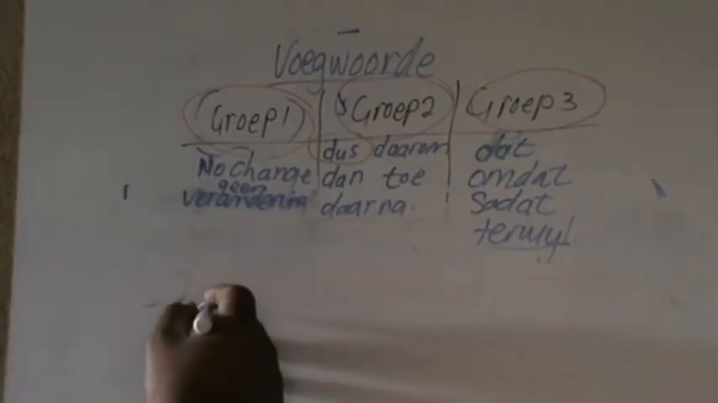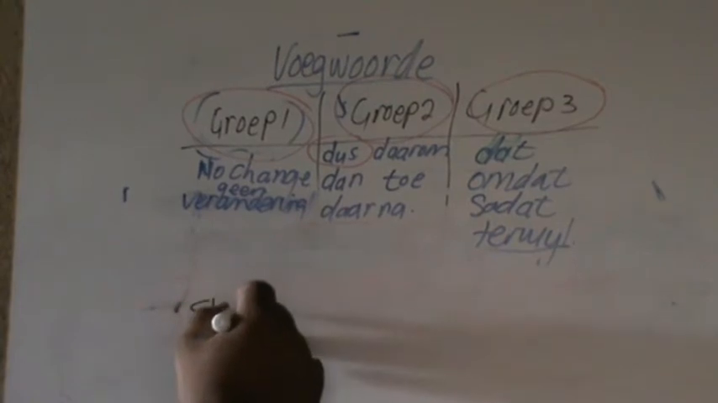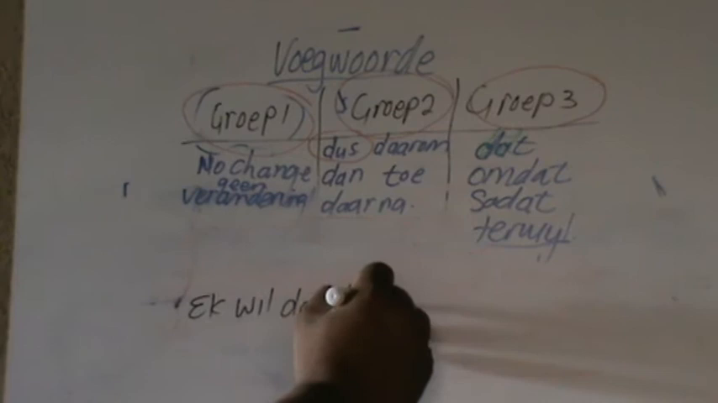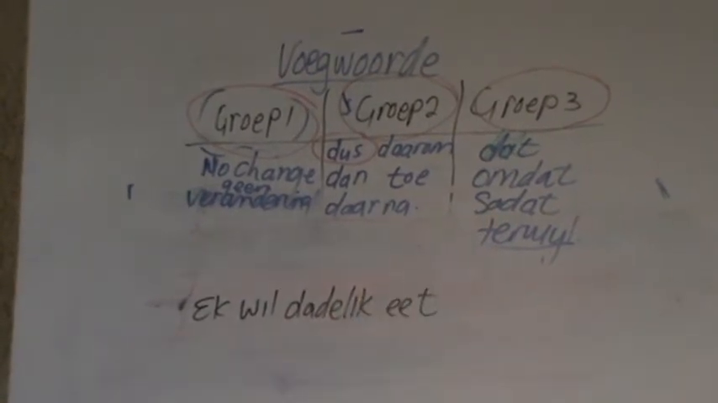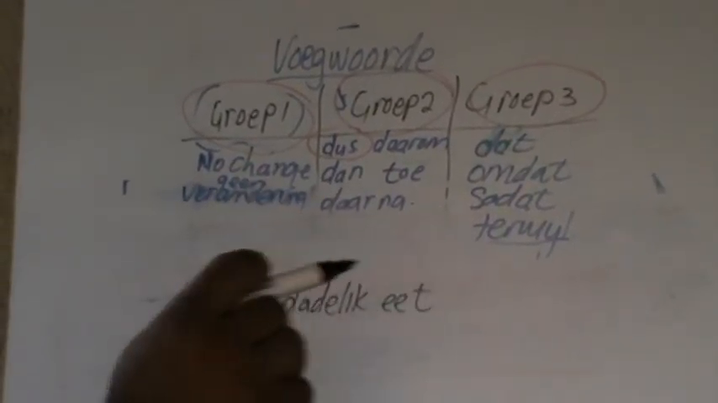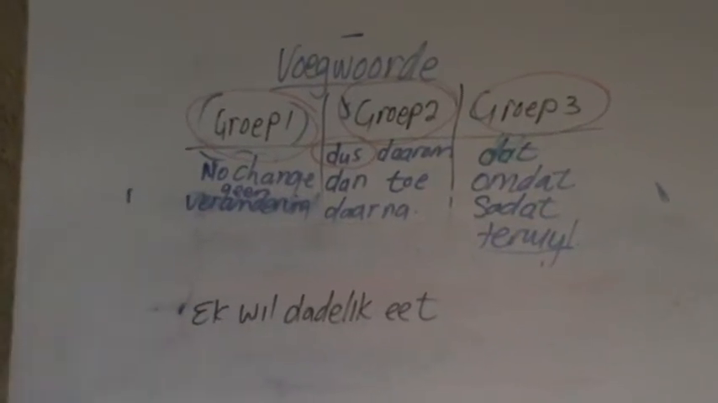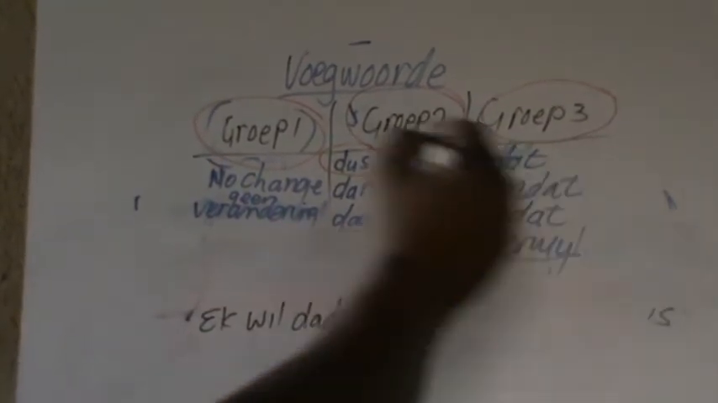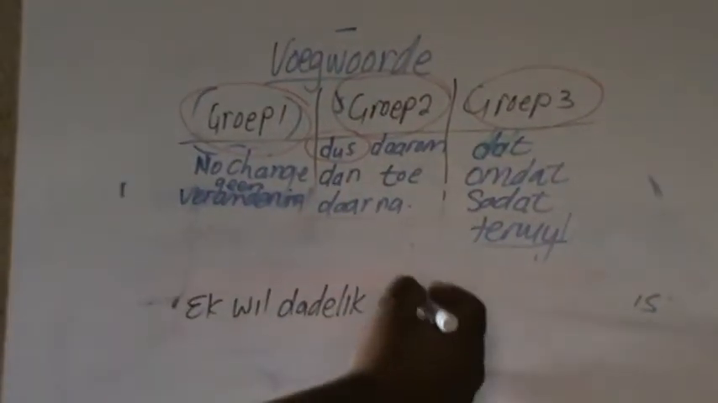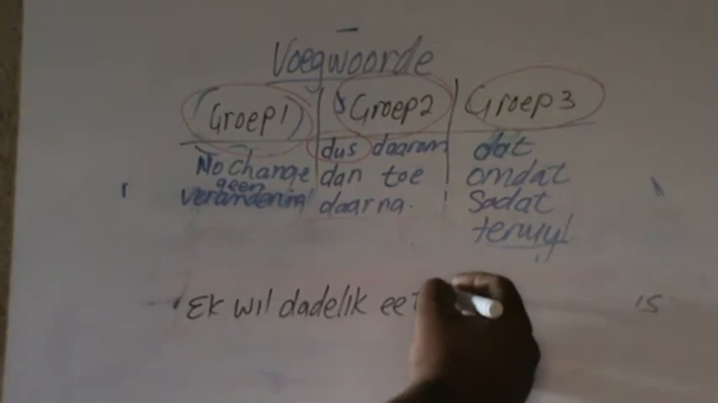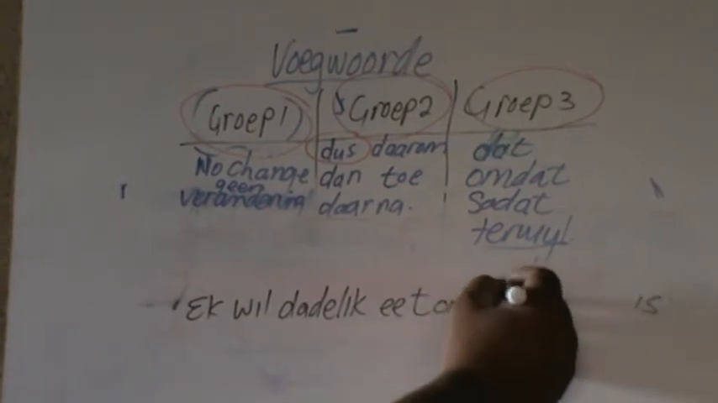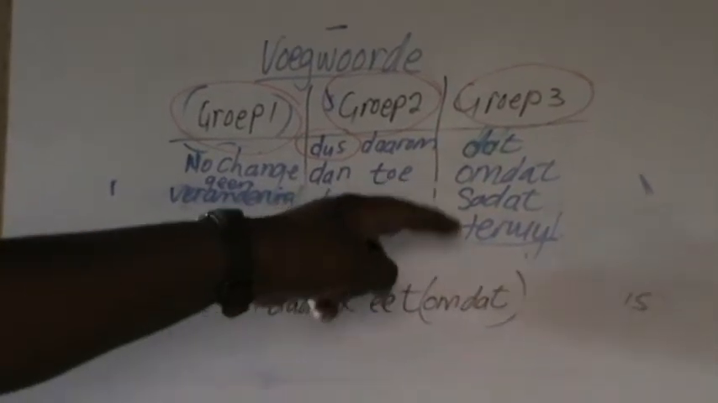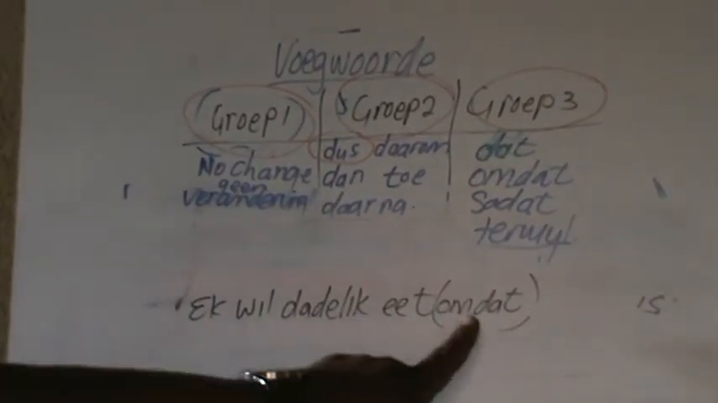So we put our sentence down. "Ek wil dadelijk eet." That is our first sentence. We put that one down because we know we have no changes in the sentence. It stays the same, right? In our second sentence, we put "is" right at the back because that is what the rule says. Then we put our conjunction in. We've used "omdat" for this sentence, right? I've added my group 3 conjunction there.